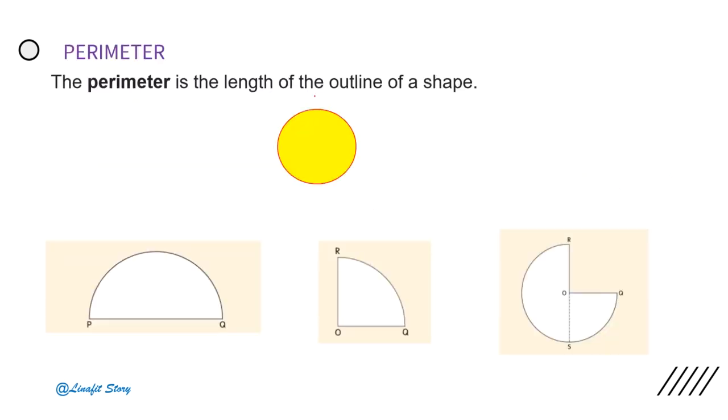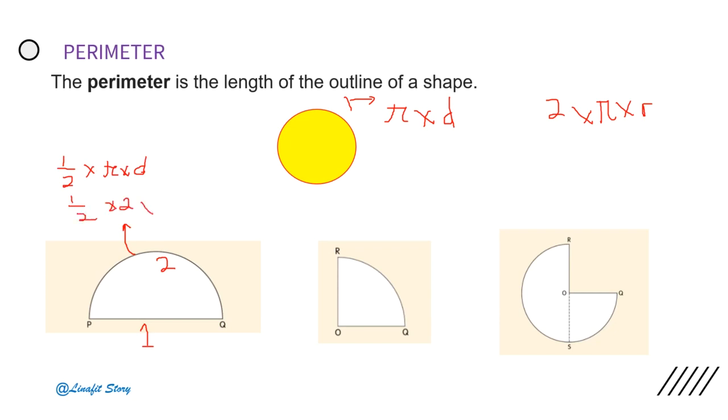The perimeter is the length of the outline of a shape. Don't forget the circumference of a circle is pi times diameter, or 2 times pi times radius. Then how to get the perimeter of a semicircle? You should find the length of number 1 and then the length of number 2. The length of a semicircle is 1 out of 2 times pi times diameter, or 1 out of 2 times 2 times pi times radius.